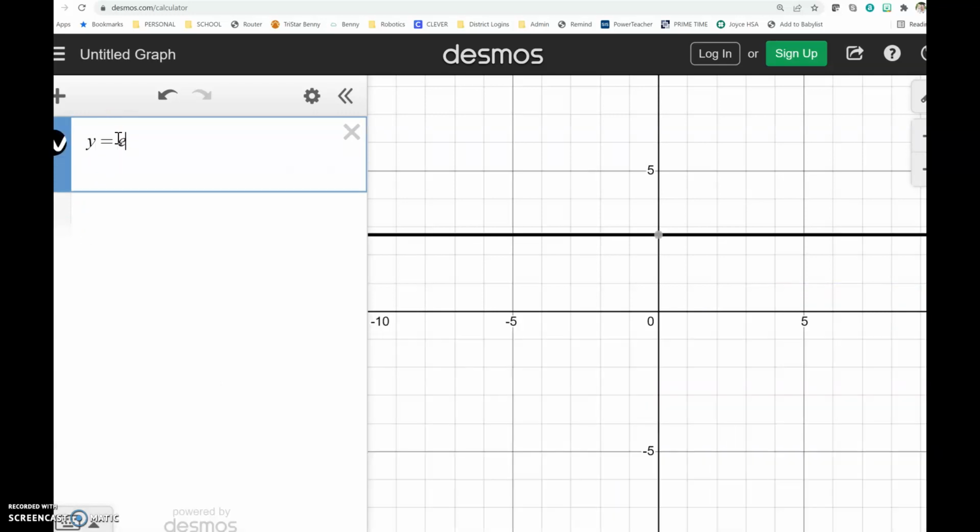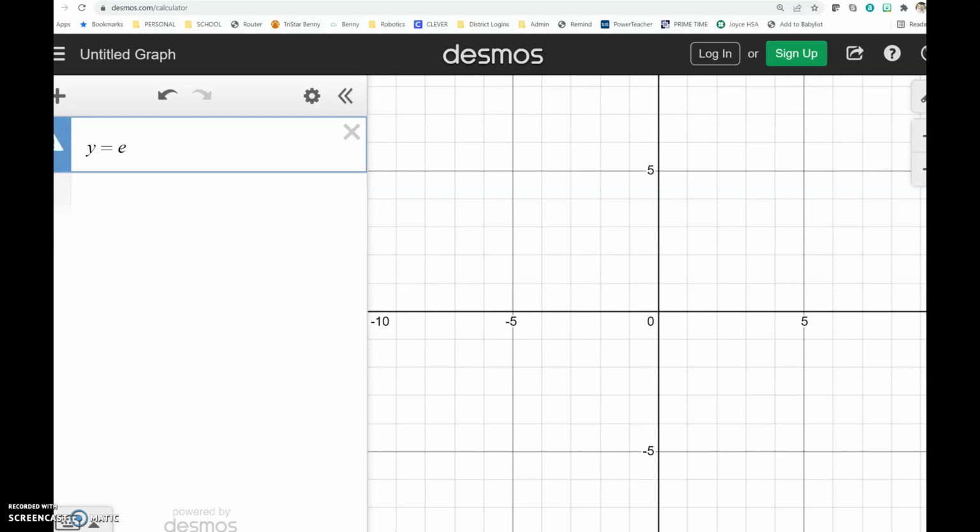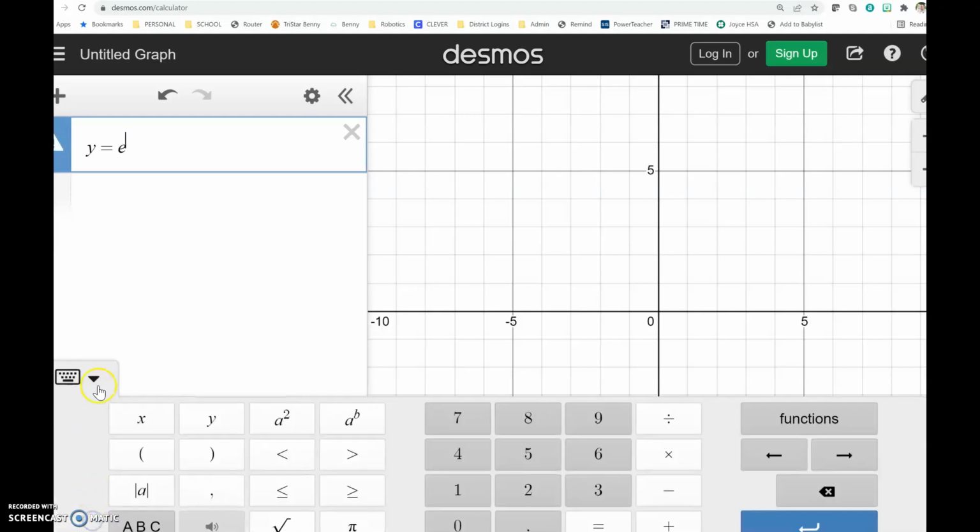Y equals e. You just use the e on your keyboard. It doesn't have to be a special button, just e. Desmos knows that by e you mean that special number. To raise e to an exponent, you need your caret button. Your caret button is above the 6, so you push Shift 6 to get up there. You also can click on this little keyboard thing, and then it has a button that would allow you to raise it to an exponent.